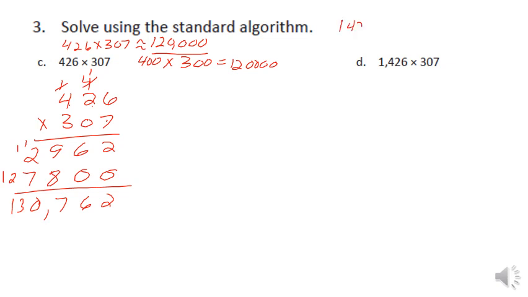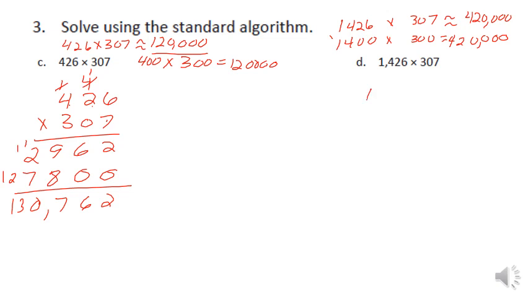If I have 1,426, I know that is closer to 1,400 times 307. I know that's closer to 300. So I have 4 zeros, 1, 2, 3, and 4. Okay. Now 3 times 4 is 12. Carry my 1. 3 times 1 is 3, and 1 is 4. So our answer should be close to 420,000. So this would be approximately 420,000.